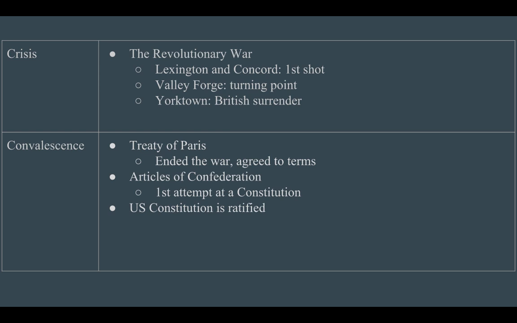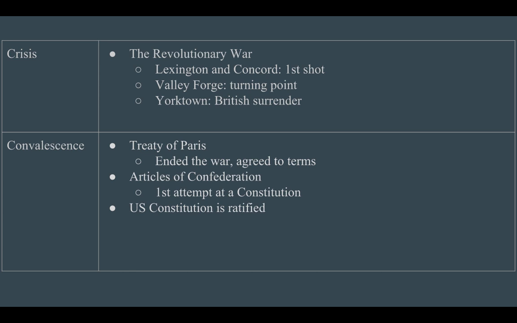The crisis stage is actually going to be the physical Revolutionary War. Lexington and Concord, first shot. They say the first shot heard around the world. Valley Forge was a turning point where the colonists, led by George Washington, started getting the advantage because we were pretty terrible at first. And then Yorktown is where the British finally surrendered with the help of France. France came and assisted the colonists.